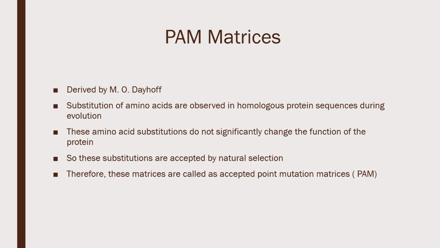I hope you are able to follow why these are called accepted point mutation matrices, because they are developed based on the observed substitution of amino acids. That means these substitutions are quite common in naturally occurring proteins during the process of evolution. That means these mutations are accepted. That's how the matrix developed based on this principle is called an accepted point mutation matrix.